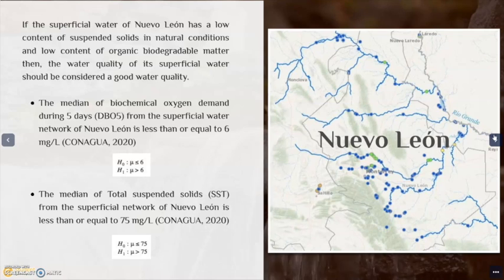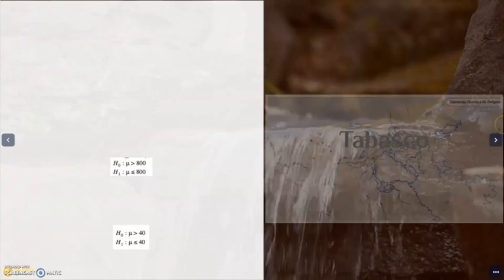Then we have the median of total suspended solids from the superficial network of Nuevo León is less than or equal to 75 milligrams per liter. The null hypothesis would be median less than or equal to 75, and the alternative hypothesis would be median greater than 75. Then we have Tabasco.